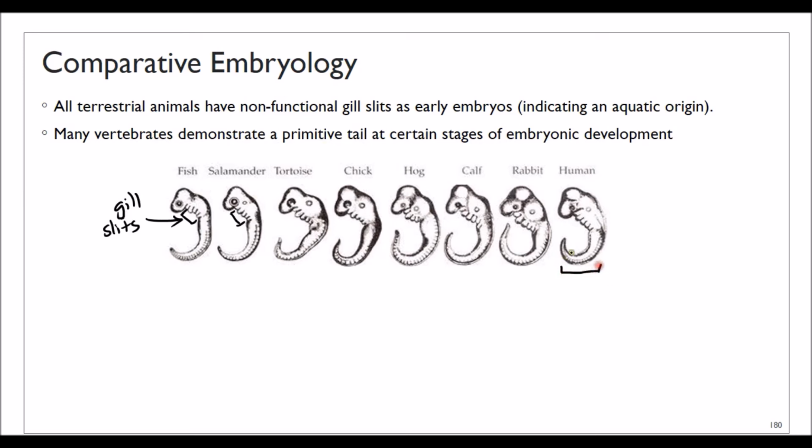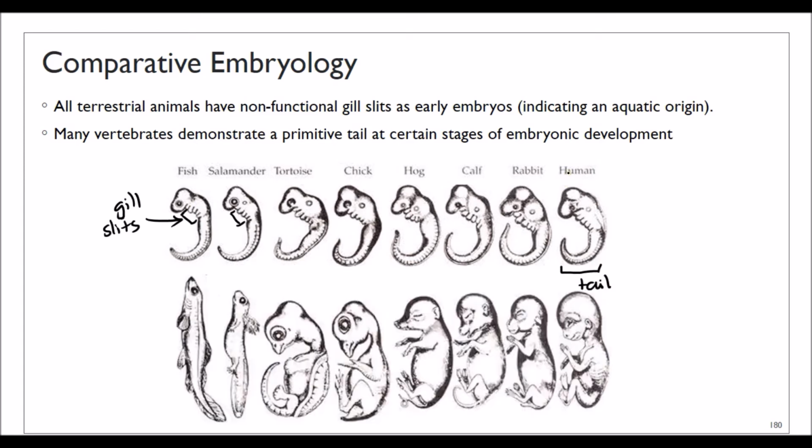So humans also have this part, which is like the tail, even though we don't have a tail, last time I checked. So it is amazing that vastly different organisms can have very, very similar embryos at the start and then eventually develop into different organisms.